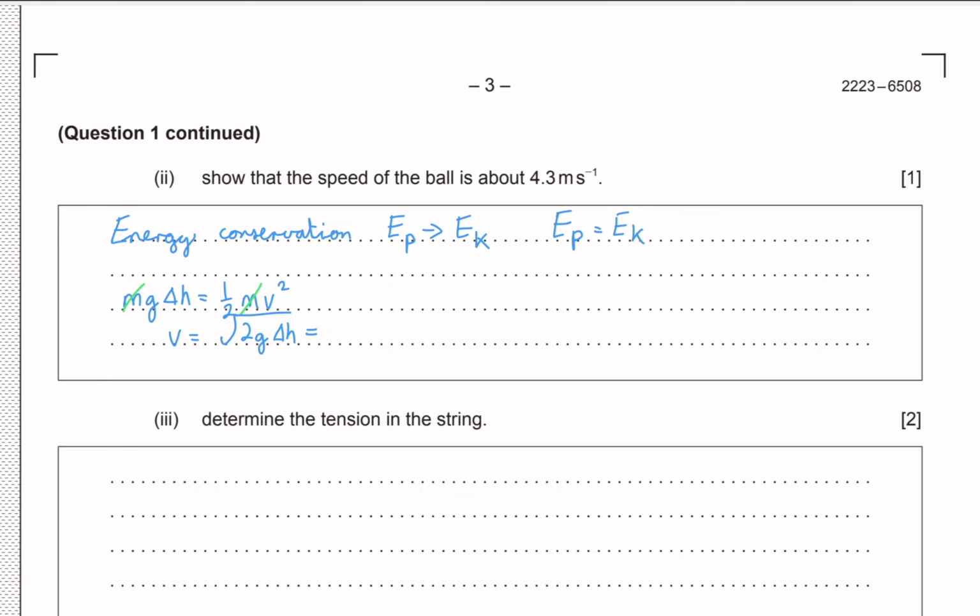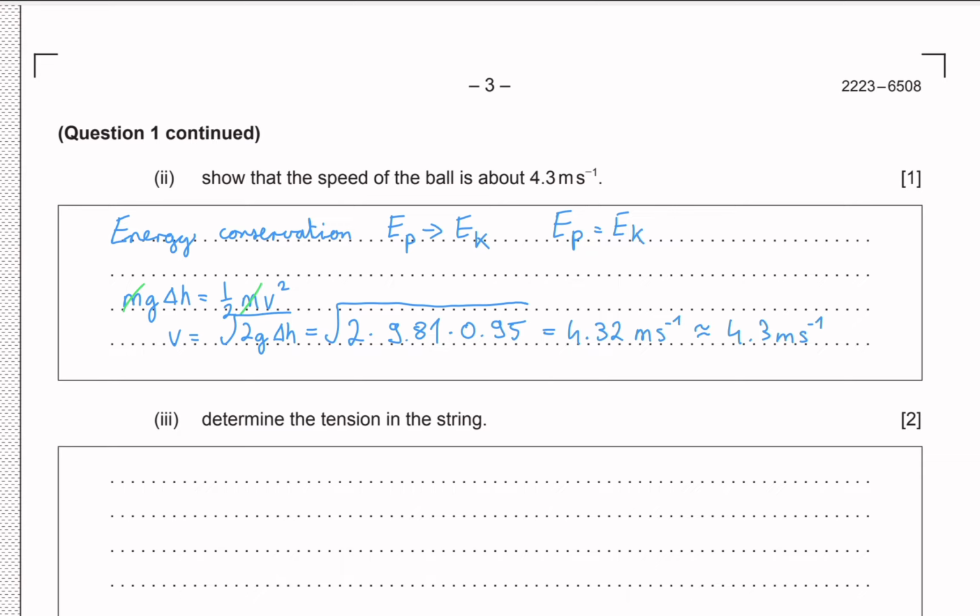And then if we plug in the values, 2 times 9.81 times the change in height, which was 0.95 meters, and then take the square root, this will give us 4.32 meters per second, which is indeed approximately what we had to show.